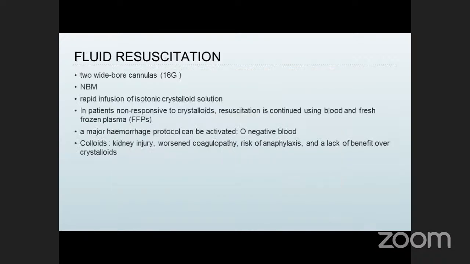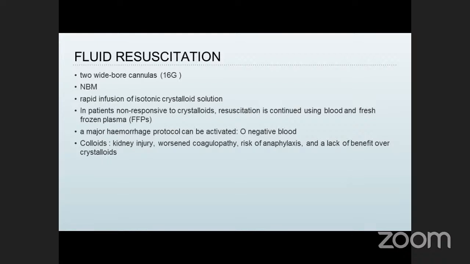Now coming to fluid resuscitation. So always and always secure 2 wide bore cannulas, 16 gauge each, and keep the patient NBM. Start with rapid infusion of isotonic crystalloid solution. While infusing, it's always better to go ahead with crystalloid solution, not colloids.